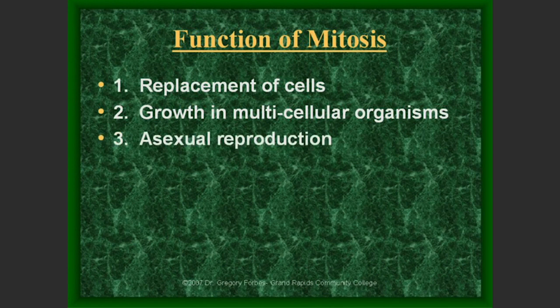A third and final function of mitosis is asexual reproduction. The prefix a means without, sex means fusion of gametes, eggs and sperm. So when eggs and sperm come together, we talk about that as being sexual reproduction. But many organisms, plants and animals, are capable of replicating themselves, producing another generation of organisms without requiring the fusion of eggs and sperm. This is called asexual reproduction.